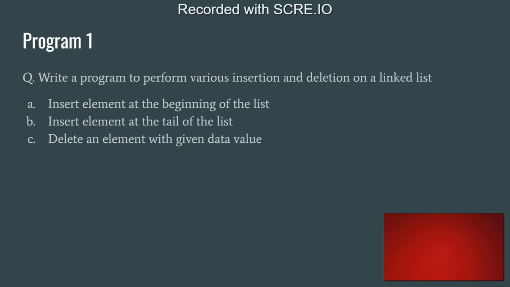So this is the first program, which is write a program to perform various insertion and deletion on a linked list. First we will see what a node in a linked list looks like. And then we will perform the following operations, that is insert element at the beginning of the list, insert element at the tail of the list, that is towards the end of the list, and then deleting an element with given data value. That means suppose if a list is 1, 2 and 3, and if we are providing 2 as the input to the function, then the output should be 1 and 3 because we have to delete the node with the value 2.